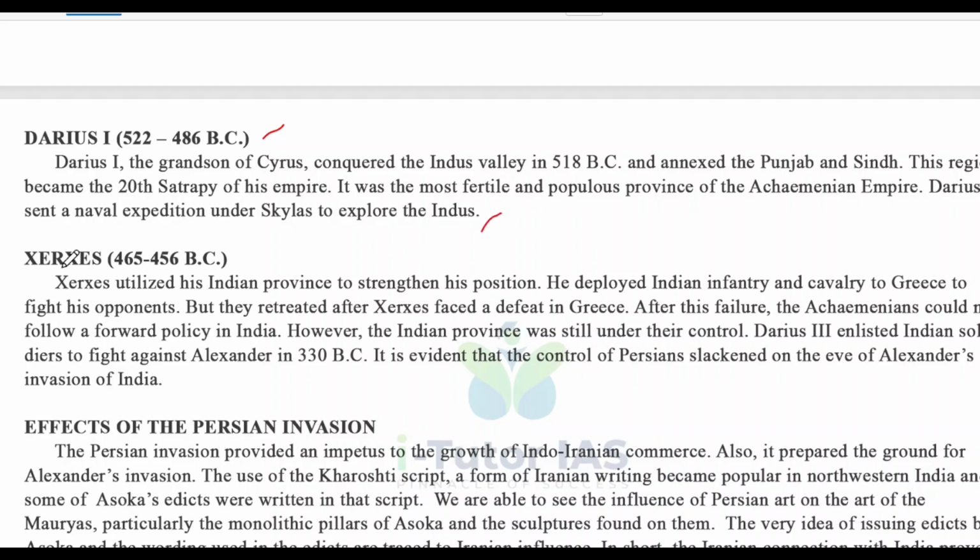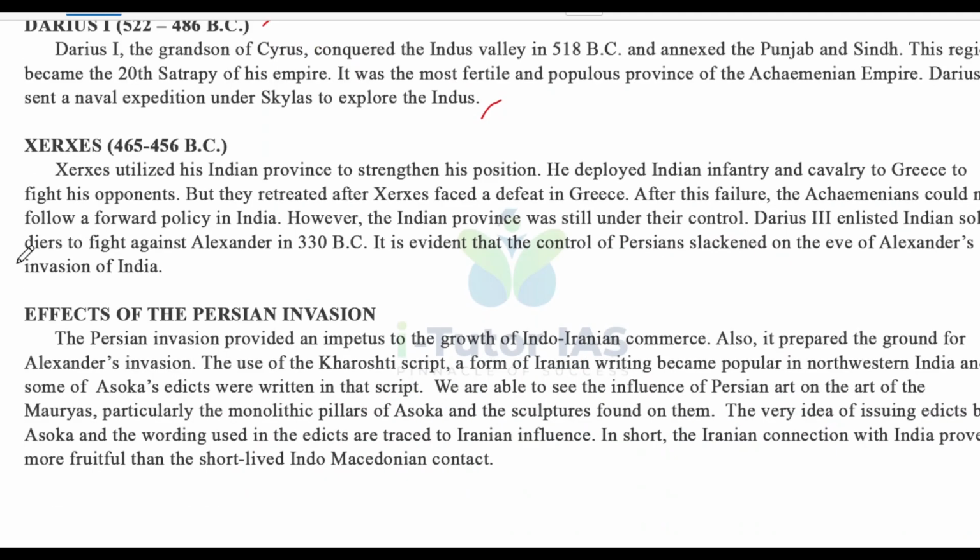So this is the second one, and Xerxes is the third one of the Persian invasion, around 465 to 456 BC. Xerxes utilized his Indian provinces to strengthen his position, and he deployed Indian infantry and cavalry to Greece to fight his opponents. But they retreated after Xerxes faced a defeat in Greece. And after this failure, the Achaemenids could not follow a forward policy in India.